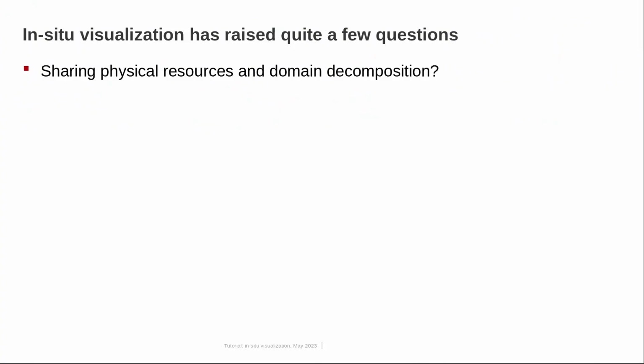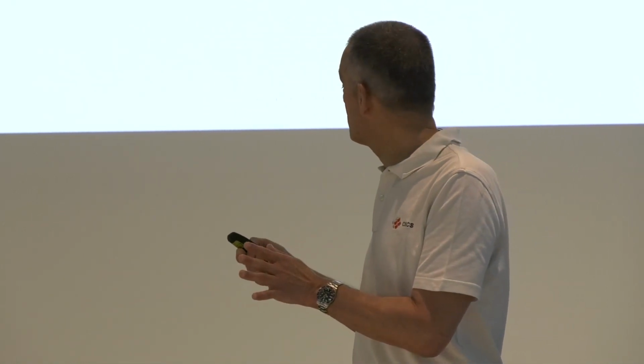So here are some of the questions that have been raised in the last decade about using in-situ visualization. The first one is about sharing physical resources. If you're doing visualization while the simulation is running, you are perhaps sharing the same computational resources. Or perhaps you need an external set of compute nodes, on the side, to do your simulation.